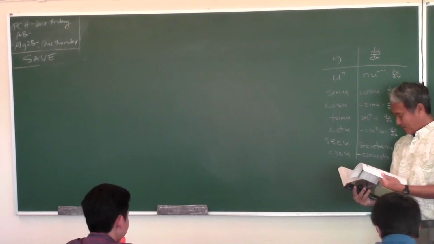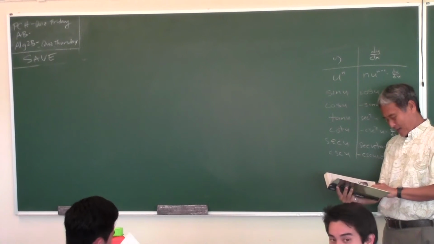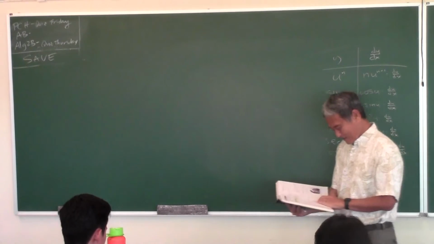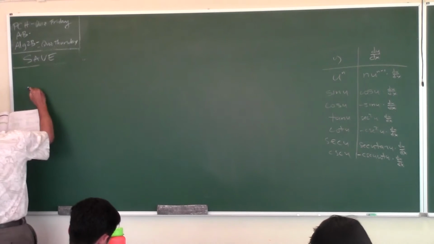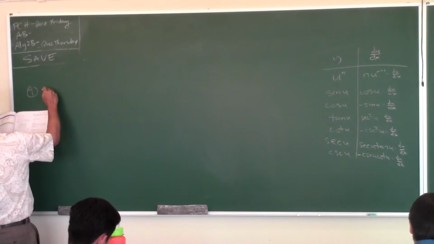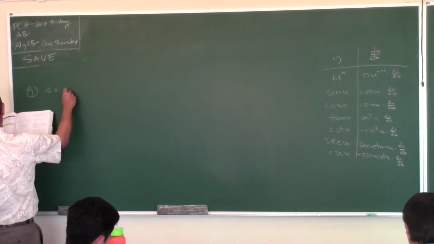Number 9. Okay, number 9. It says, find the velocity. You can't get a problem easier than this.